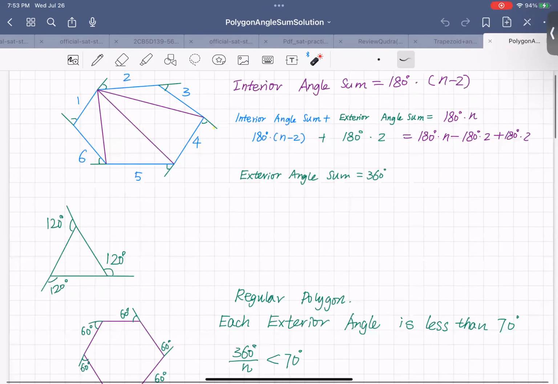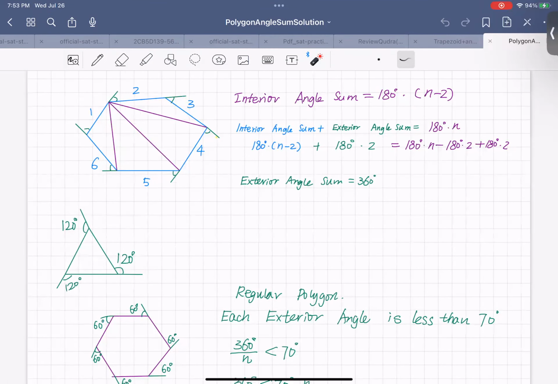Yeah, so here I already taught this part, the interior angle summation. If you have an n-side polygon, the interior angle summation is going to be 180 times n minus 2. You always can split an n-side polygon into n minus 2 triangles. You have 1, 2, 3, 4, 5, 6 sides, and you cut it into 4 triangles, and then the interior angle summation is 180 times 4.